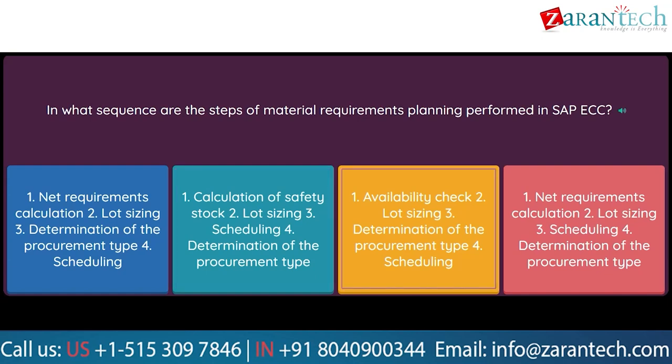Option 3: 1. Availability check. 2. Lot sizing. 3. Determination of the procurement type. 4. Scheduling. Option 4: 1. Net requirements calculation. 2. Lot sizing. 3. Scheduling. 4. Determination of the procurement type.